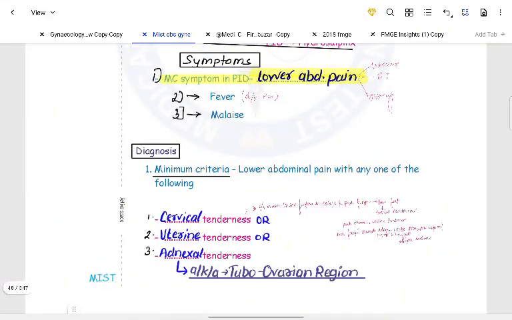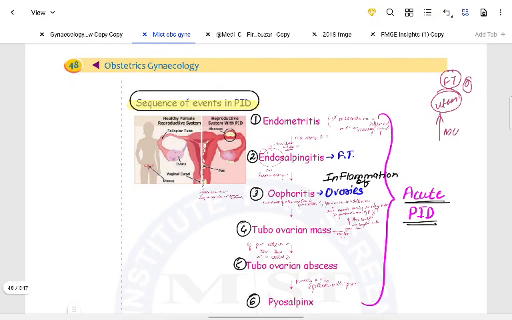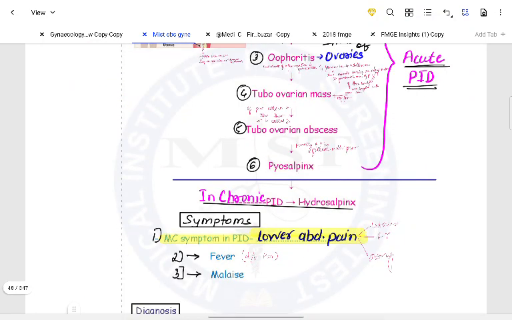So what we know is endometritis, endosalpingitis, oophoritis, tubo-ovarian mass, then tubo-ovarian abscess, then pyosalpinx, and then hydrosalpinx in chronic PID. So we know pyosalpinx is pus in the fallopian tube.